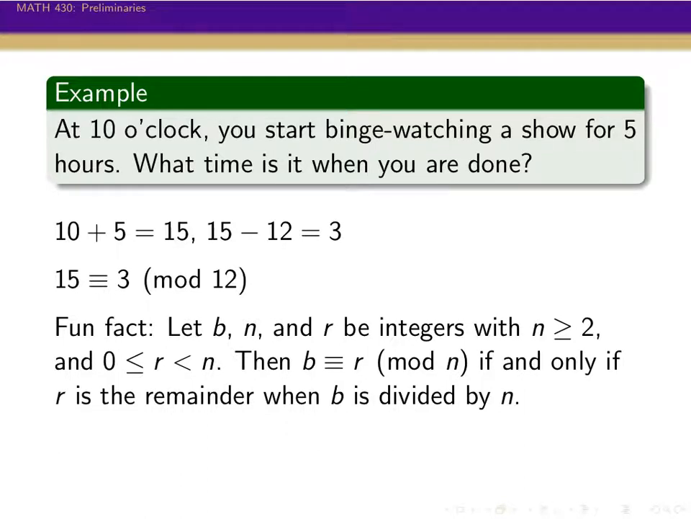Fun fact, and this is something people often use a lot when learning about modular arithmetic: if you have integers b, n, and r, where r is non-negative and strictly less than n, then b is congruent to r mod n if and only if r is what you get as the remainder when you divide b by n. So when people think about congruence modulo n, they often think about it as dividing by n and finding the remainder. That is how you find the smallest non-negative number that's congruent to something mod n: divide by n and find its remainder.